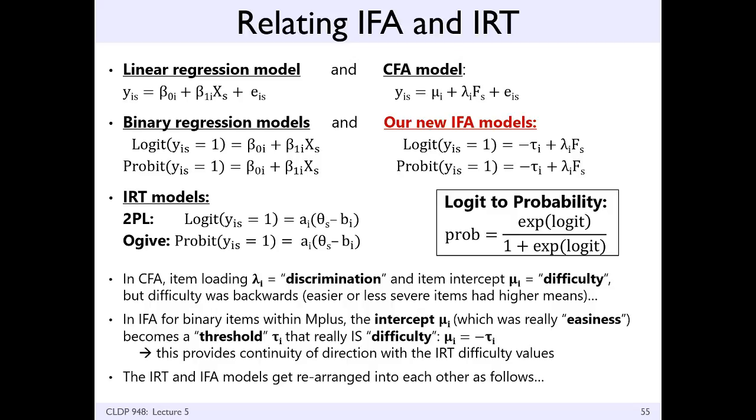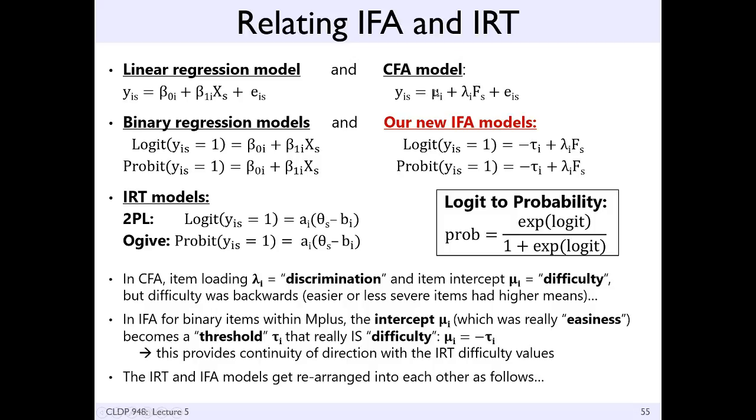So because the IRT model has that minus sign, we have to rearrange the intercept to become backwards too. Just like B is really difficulty, we need the intercept to become something that's really difficulty. And so minus 1 times the intercept mu is the threshold. So that's that tau looking thing there. So minus tau plus lambda f, that's our model. So we replace the intercept with this threshold thing to keep the direction of what B means consistent across these different versions of the model.